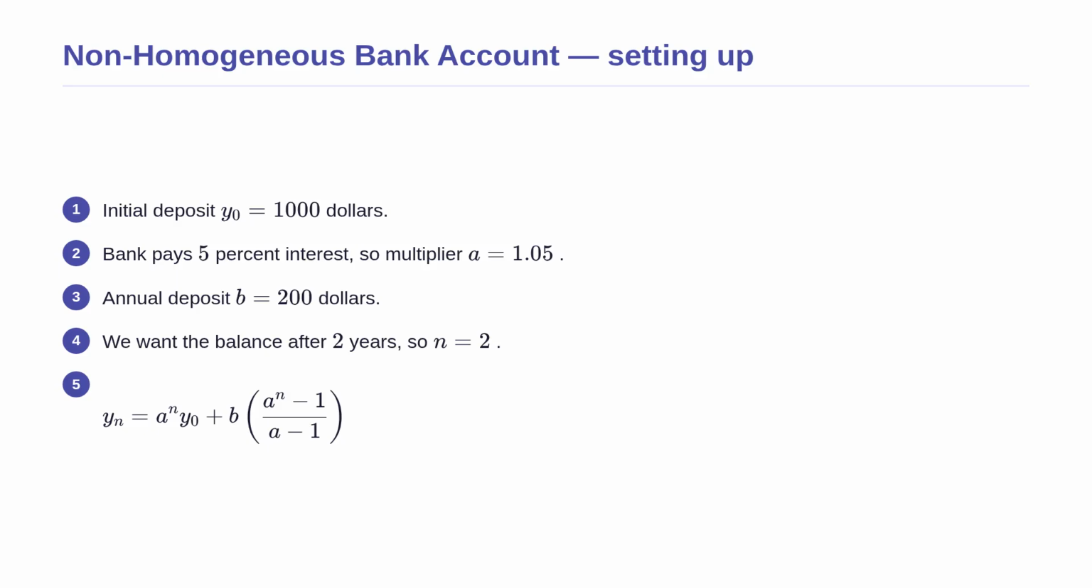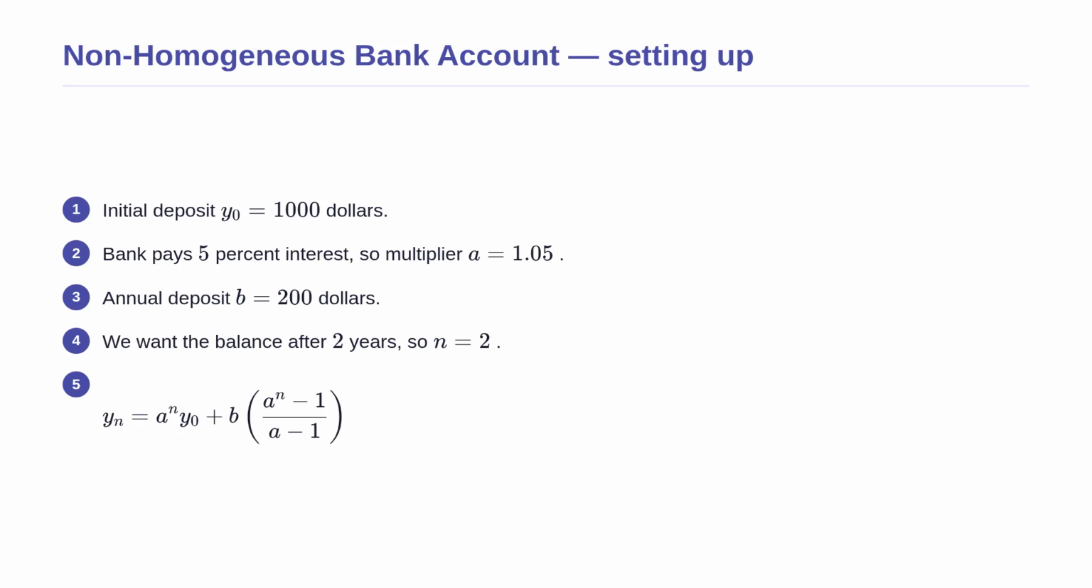Let us apply this powerful formula to a real-world banking example. Imagine you open an account with an initial deposit of $1,000. The bank pays 5% interest annually, and you deposit an extra $200 at the end of every year. We want to find the total balance after 2 years.